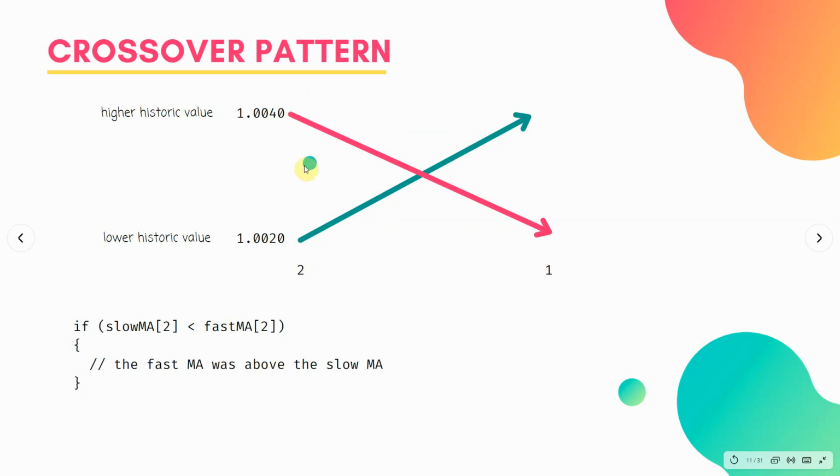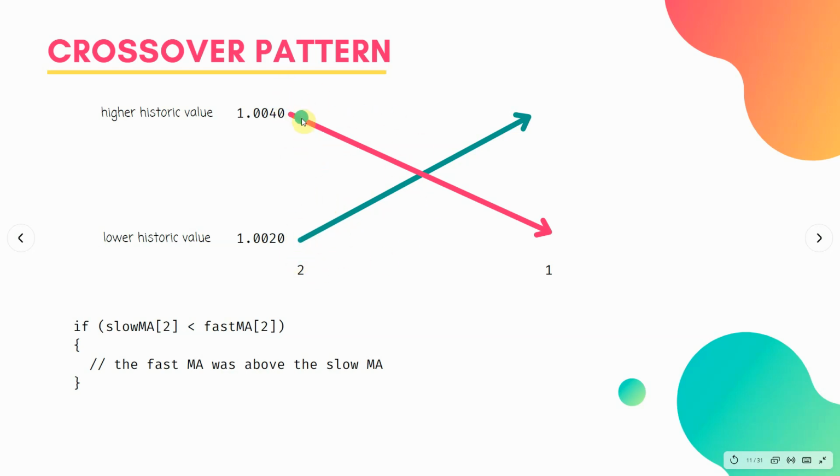So if we look at this in code terms, we're going to use an if statement, and we're going to say if the slow moving average 2 bars ago is less than the fast moving average 2 bars ago. So we've got the slow moving average. Is it less than the fast moving average 2 bars ago? And if the blue one here is the slow one, you can see this would be true.